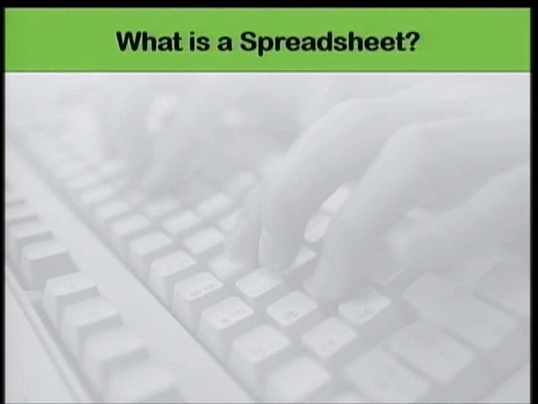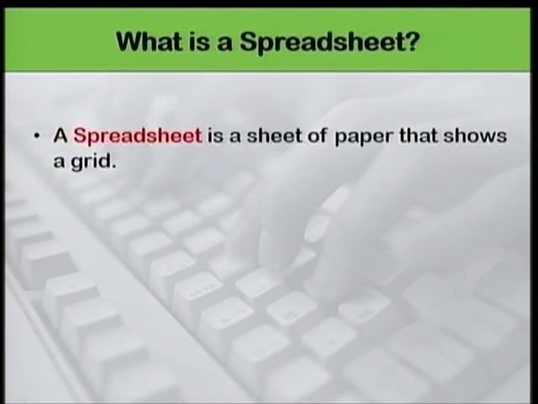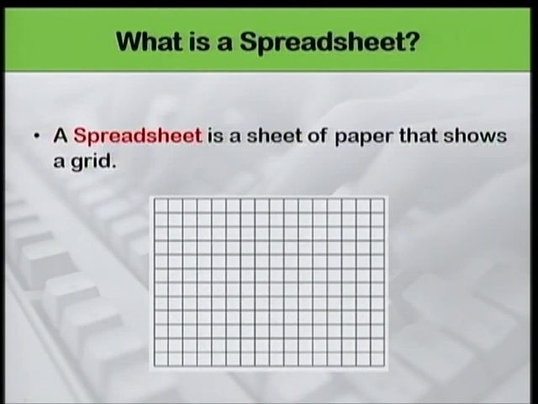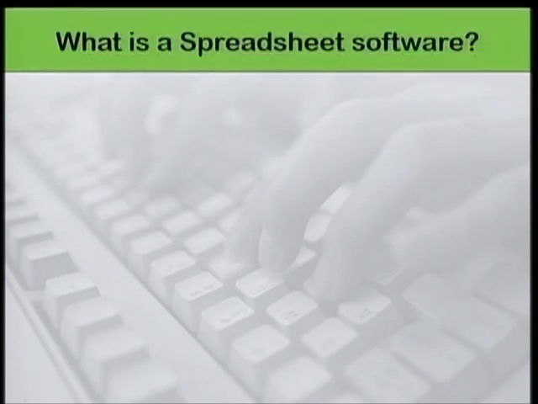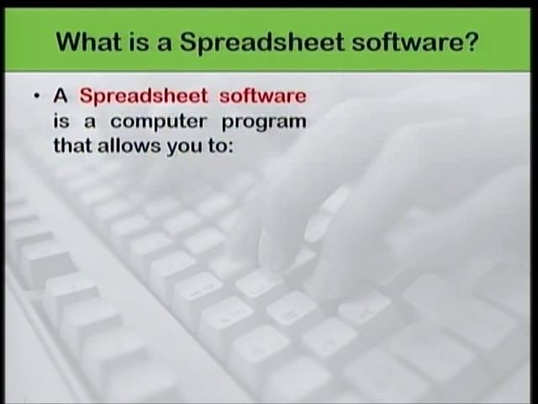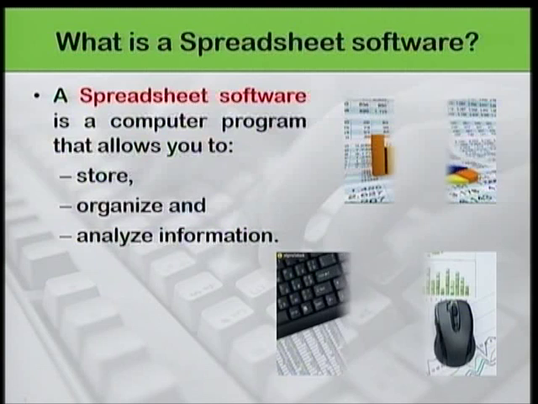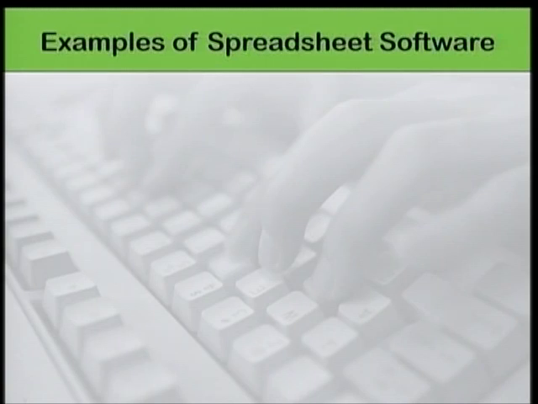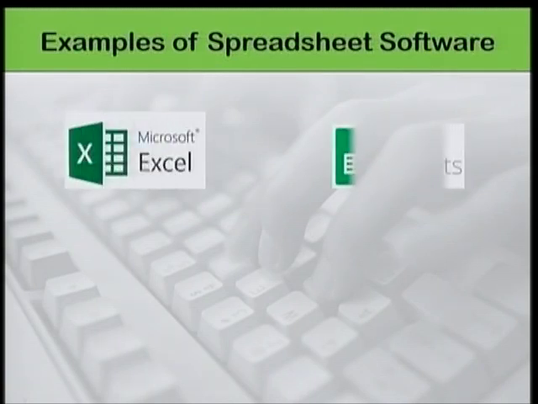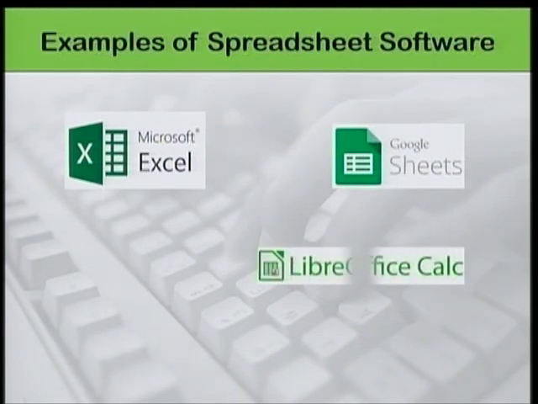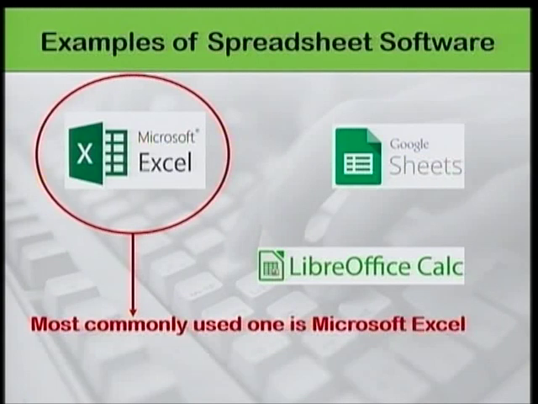Let's start with what is a spreadsheet. A spreadsheet is a sheet of paper that shows a grid. What is a spreadsheet software? A spreadsheet software is a computer program that allows you to store, organize, and analyze information. Some examples of spreadsheet software are Microsoft Excel, Google Sheets, and LibreOffice Calc. But the most commonly used software is Microsoft Excel.